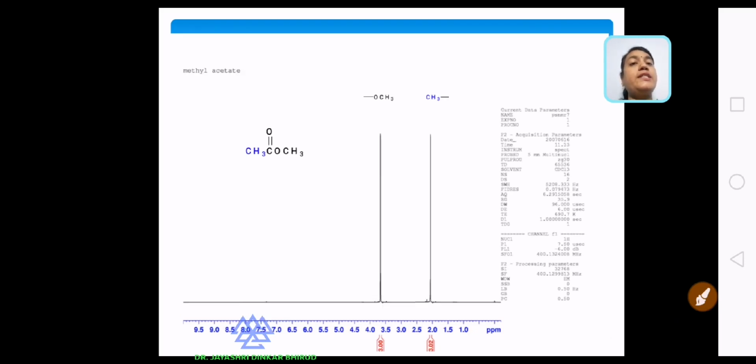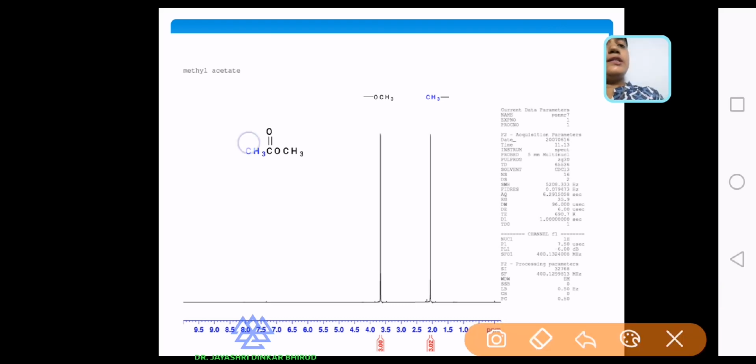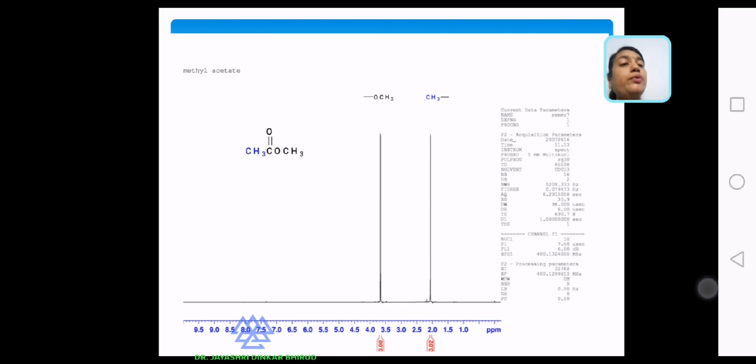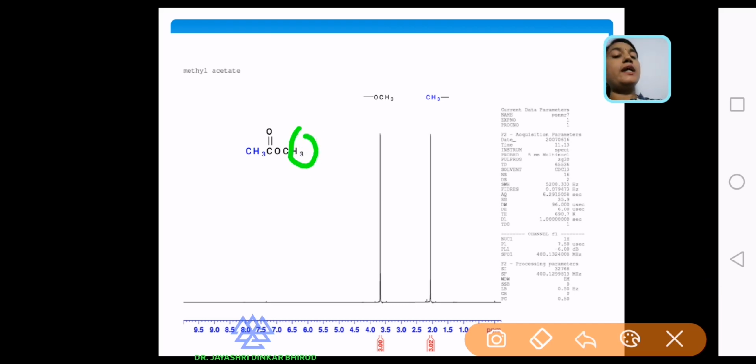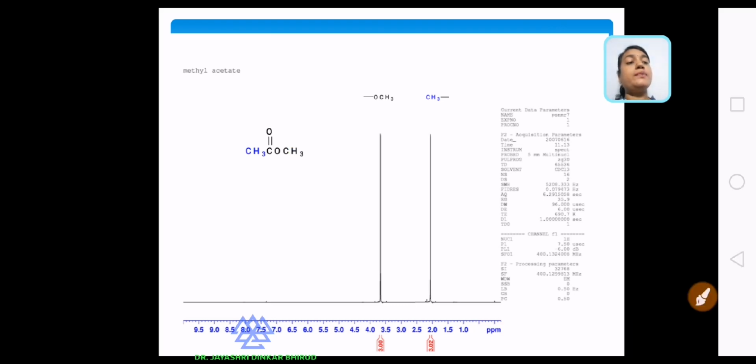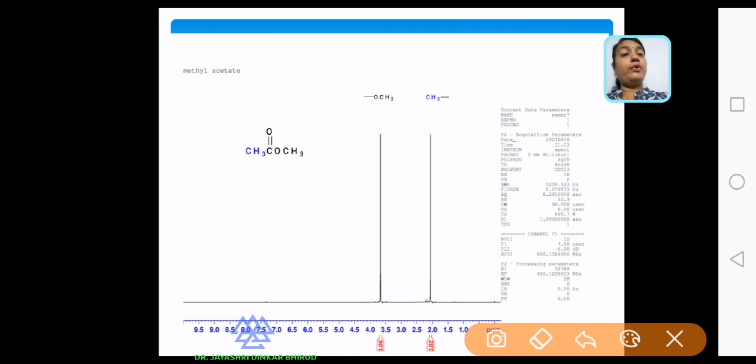See here, this is the example of methyl acetate. Methyl acetate contains a CH3 group which is attached to the C double bond O group, and another CH3 group which is attached to the oxygen atom of the ester. Therefore, both the CH3 groups are in different chemical environments and give different signals. So methyl acetate contains one signal for the CH3 proton and another signal for the OCH3 proton. In this way, two signals appear in the NMR spectrum of methyl acetate.